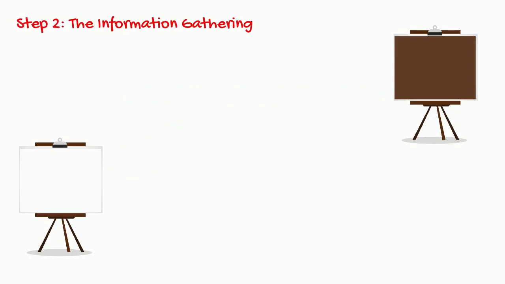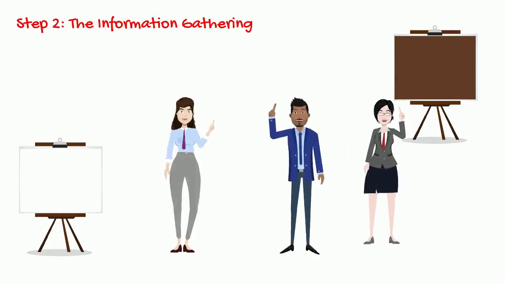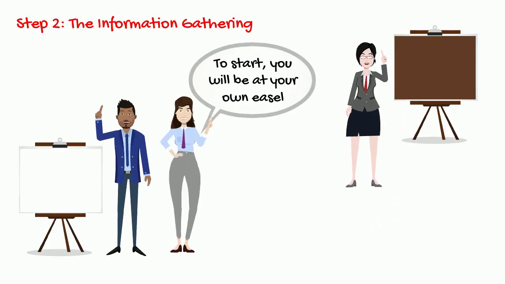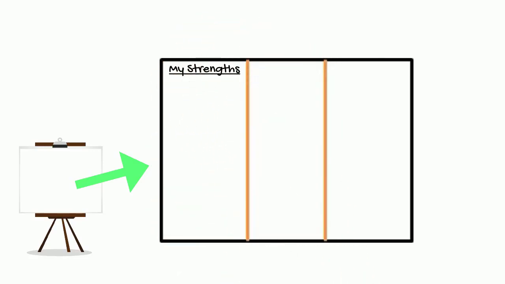Step 2. The information gathering. Initially tell the two people that they will be each stationed at their own easel containing flip chart paper. When they get to their easels, ask them to split the top sheet into 3 equal parts by drawing 2 vertical lines on the page. Then ask them to label the left and right-hand columns like this.